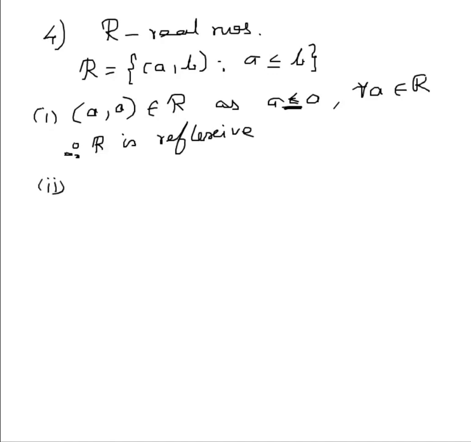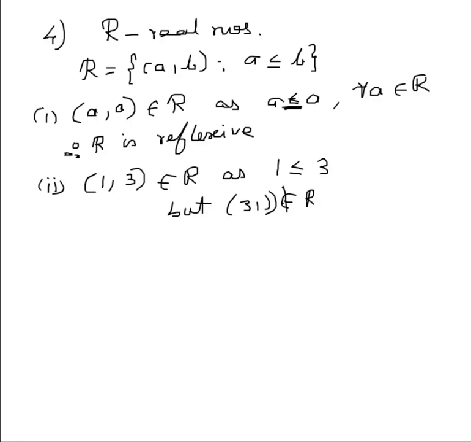Now let us check whether it is symmetric or not. Not symmetric, we have to prove. So I can give a counterexample. If a condition is not true, we can use counterexamples. But if a condition is true, you have to give a general proof. (1, 3) belongs to R, because 1 is less than or equal to 3. But (3, 1) doesn't belong to R, because 3 is not less than or equal to 1. Therefore, R is not symmetric.